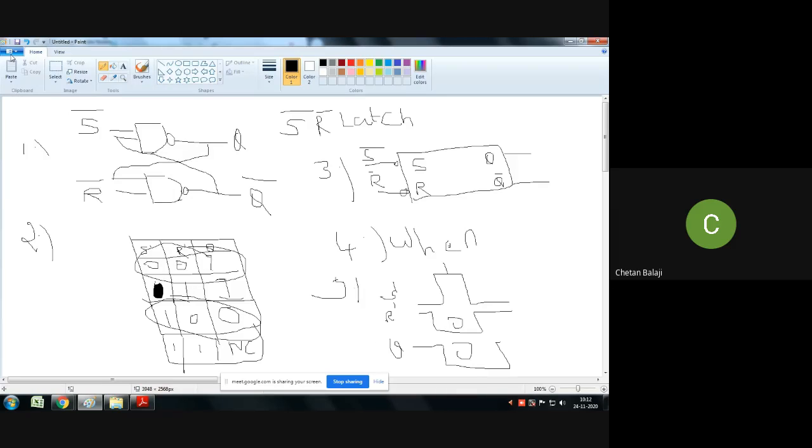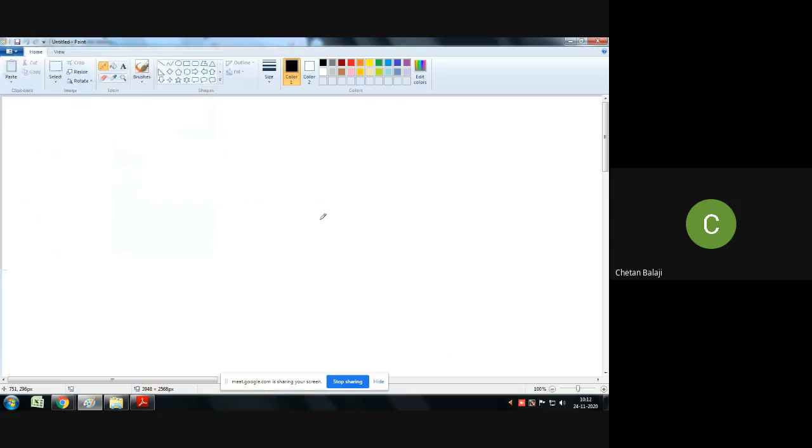Okay, next we progress to one more type of thing called gated SR latch. We progress to the next type of flip-flop called gated SR latch. Gated is nothing but you will be having one extra input. Okay, gated means you will be having one extra input.